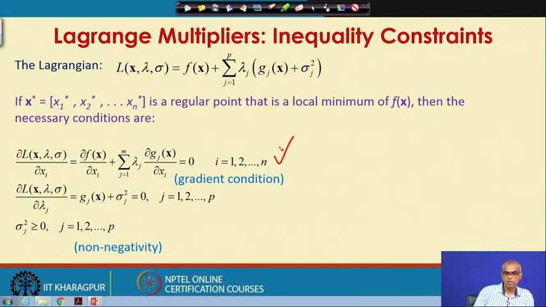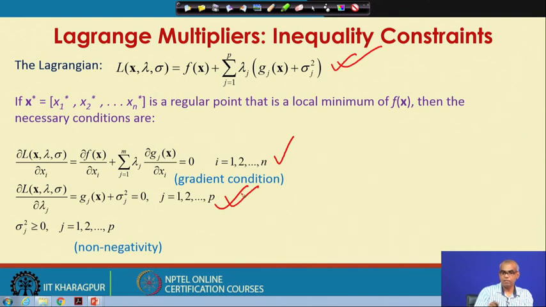So, look at this first. This is nothing but the derivative of the Lagrangian with respect to each decision variable i equal to 1 to n. So, set that equal to 0. Next, you again take the derivative of the Lagrangian function with respect to the Lagrange multiplier, and set that equal to 0.